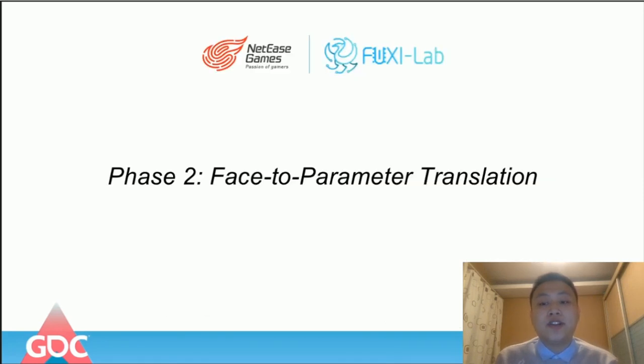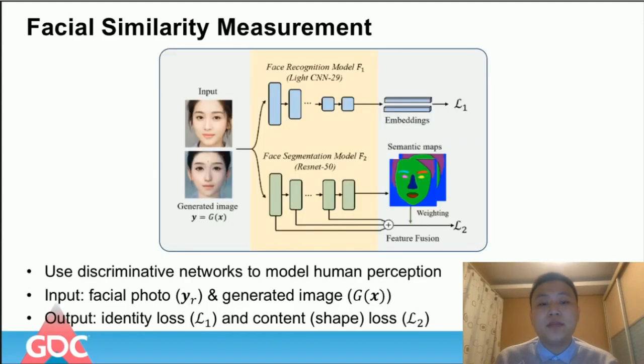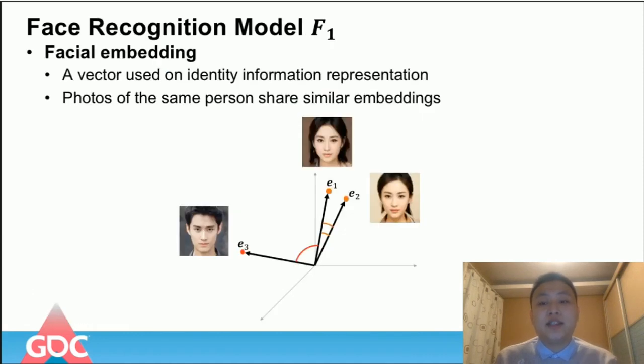After we can generate differentiable game characters, the next problem is how to define the face similarity between the game character and the human face. In our feature extractor, we use 2 discriminative neural networks to model human perception. The face recognition network is used to judge whether the persons in 2 images are the same one or not, and the face segmentation network is used to compare the detailed facial texture in 2 images. The face recognition network takes in the facial images and can generate facial embeddings to represent identity information.